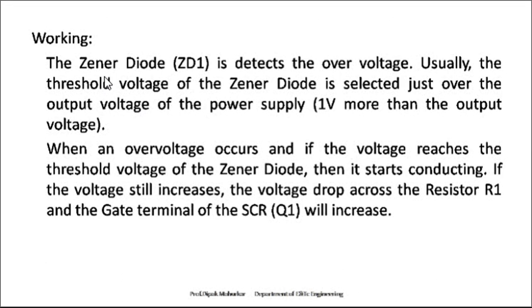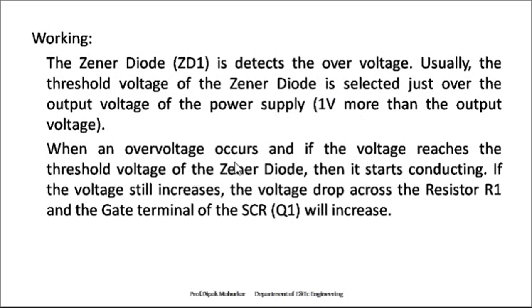Now the working is important. The Zener diode Z1 detects the over voltage. Usually the threshold voltage of the Zener diode is selected just above the output voltage of the power supply. The Zener diode's role is to detect the over voltage, so that's why we keep it about 1 volt more than the output voltage.